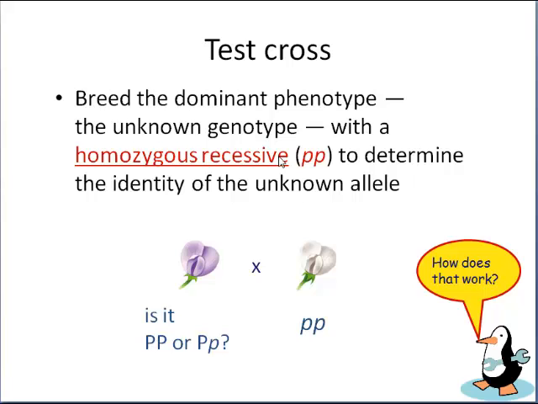So the way that you would do that is you would take your unknown flower and you would cross it with something you did know. So I know that if a flower is white, it has to be homozygous recessive. There's no other option. It has to be little p, little p. So if I can cross this unknown purple flower with a homozygous recessive flower, I should be able to figure out if this flower is big P, big P, or big P, little p.